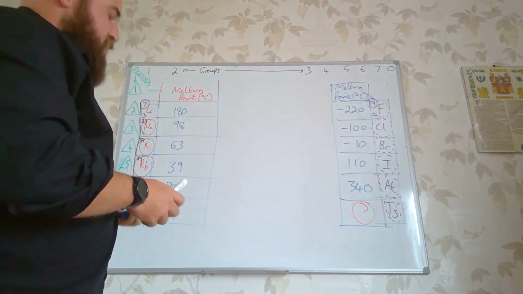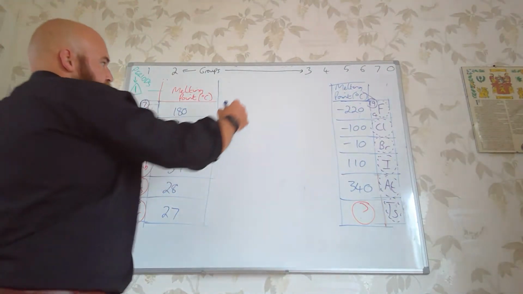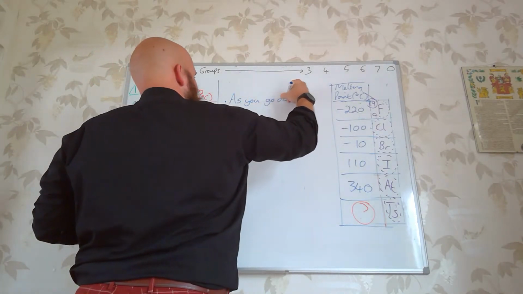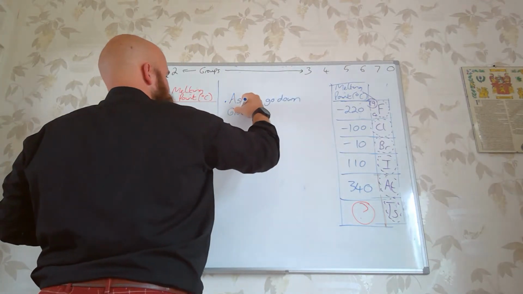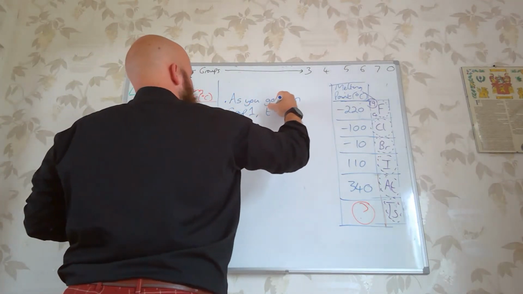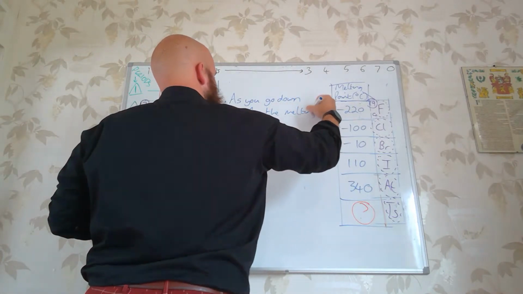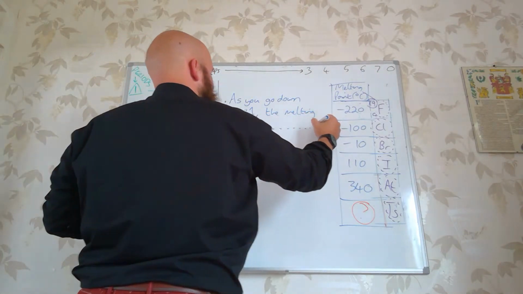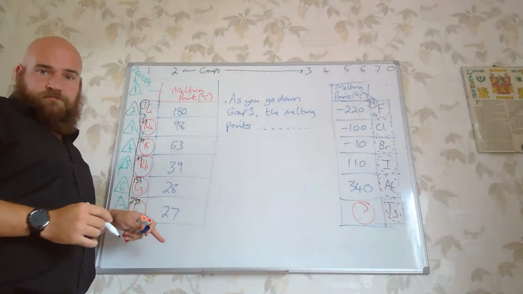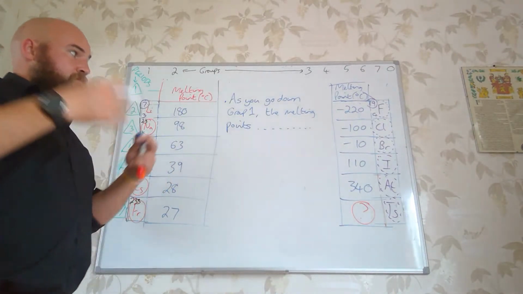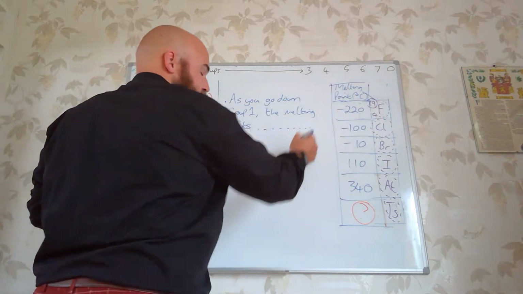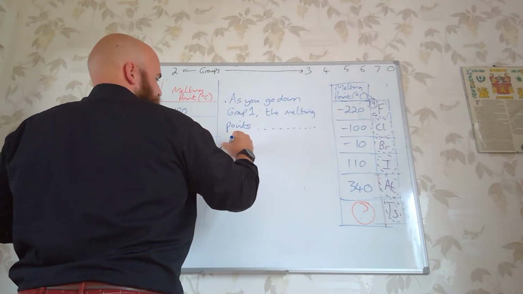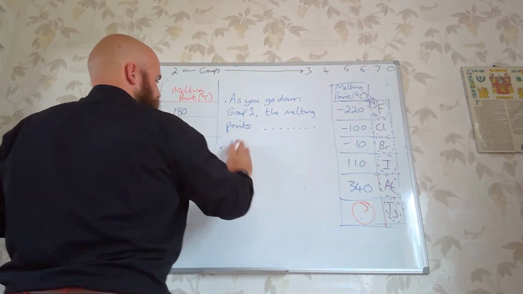So what I want you to do is make two sentences. The first sentence is for this data: as you go down group 1, the melting points, and then finish the sentence. So as you go down group 1, which is this one here, the melting points, you tell me: increase, decrease, stay the same.